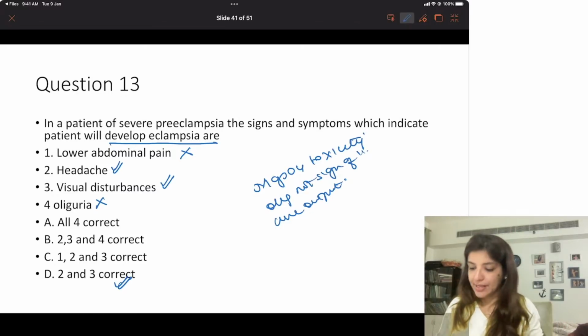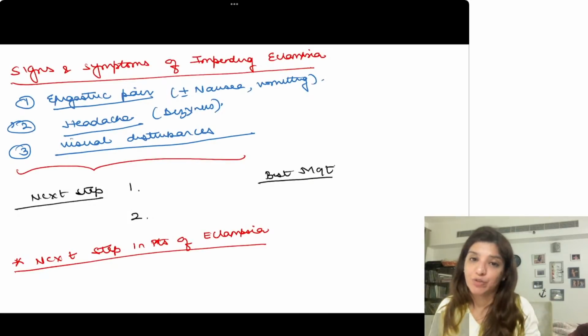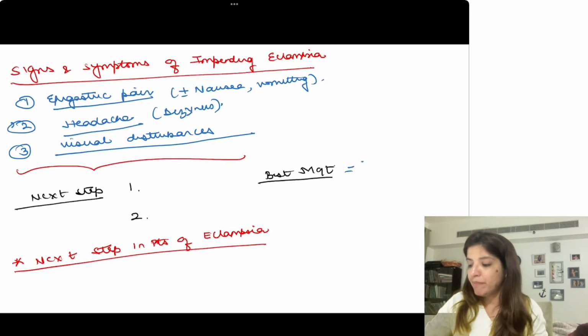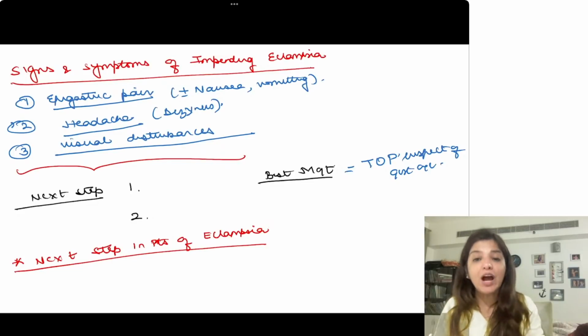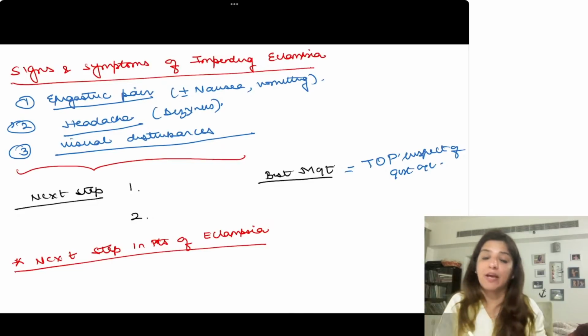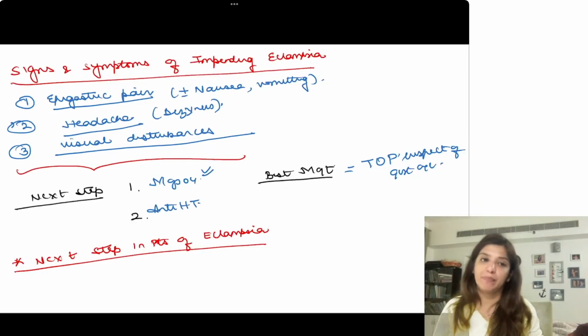Clear to all of you? Yes. Now, whenever you have a patient with impending eclampsia, what is the best management? Best management is termination of pregnancy irrespective of the gestational age. Right? But if they ask you what is the next step, that whenever you have a patient of impending eclampsia, next step is magnesium sulfate, that is the best answer, and antihypertensive therapy.